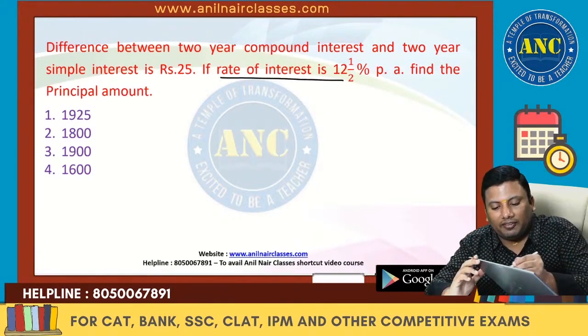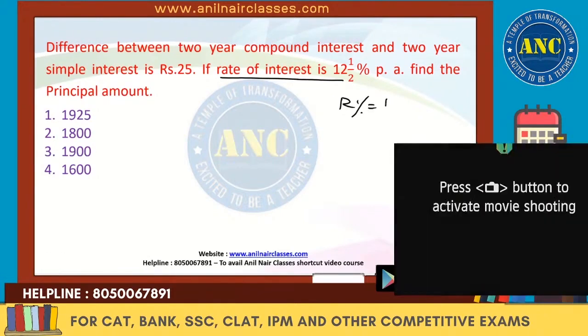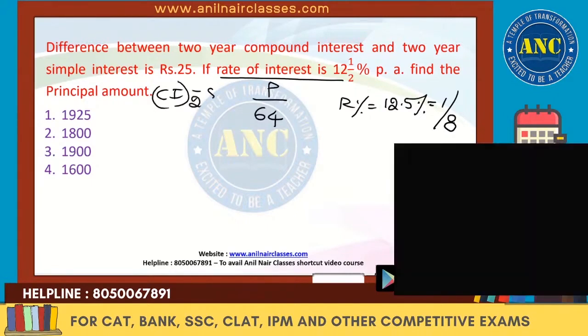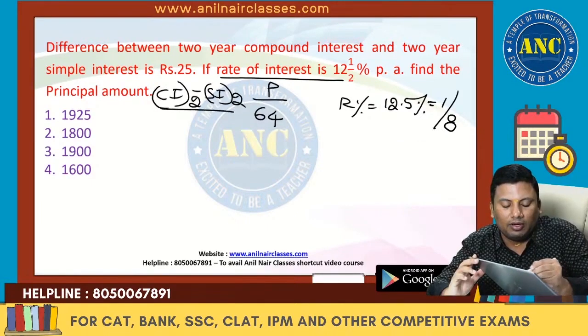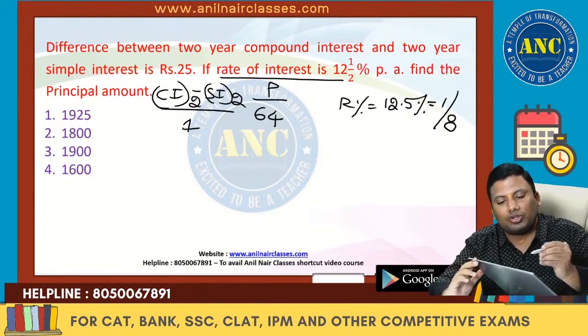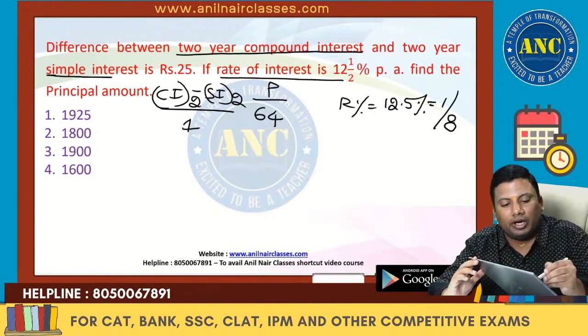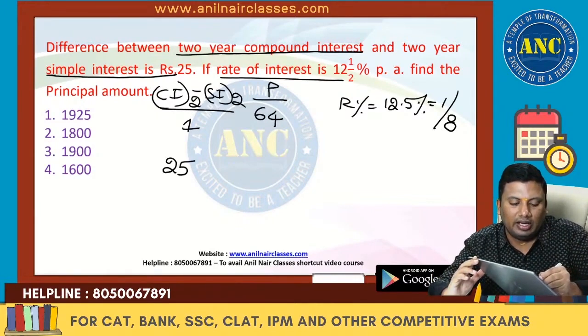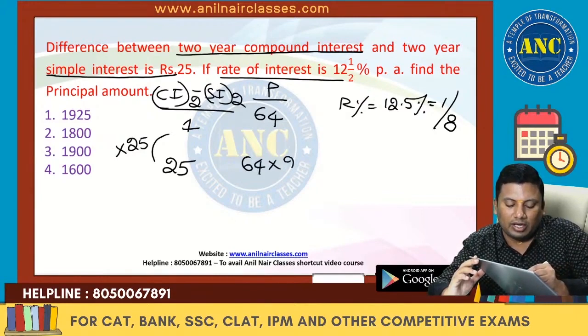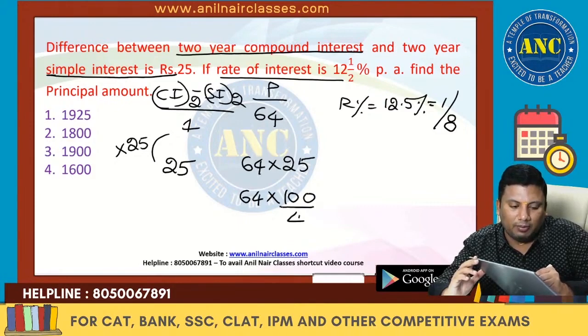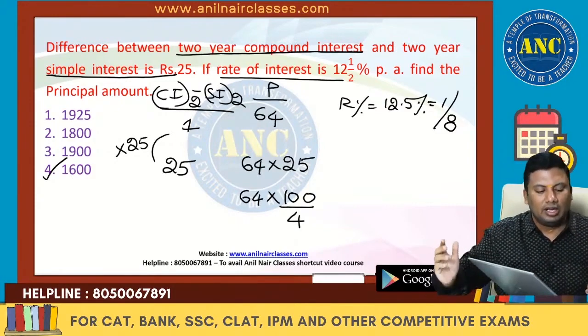Next one. Rate of interest is 12.5 percentage, which is nothing but 1 by 8. Principal will become 64. CI for 2 minus SI for 2, this will become 1. But according to the question, the difference between 2 year compound interest and 2 year simple interest is 25. So it is 1 into 25. This will also become 64 into 25. 25 is nothing but 100 by 4. So answer is nothing but 1600.